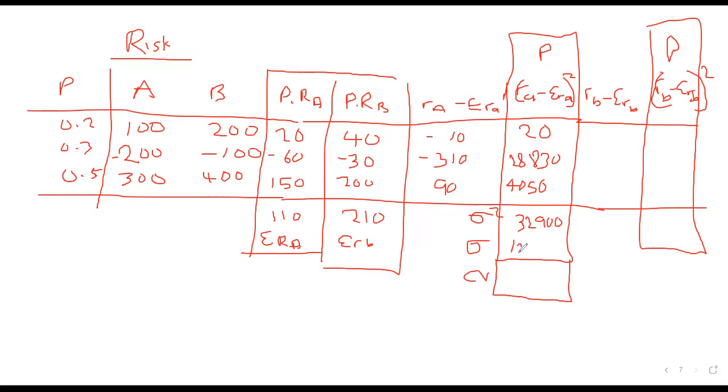181.3835. Yes. And we get the coefficient of variation. We divide the standard deviation over the expected return. So we divide this one by 110. What are we getting? 1.648, or let me just round it off, 1.649.